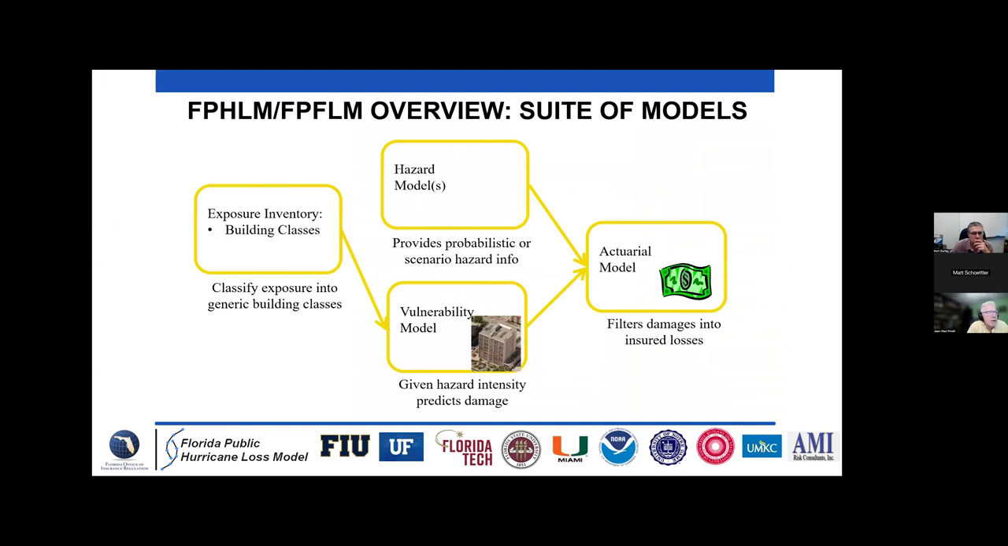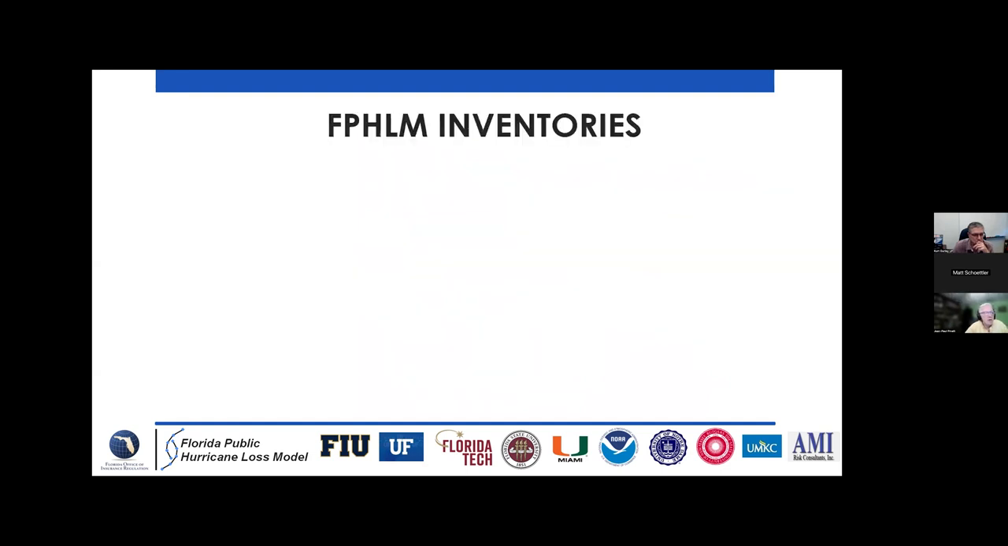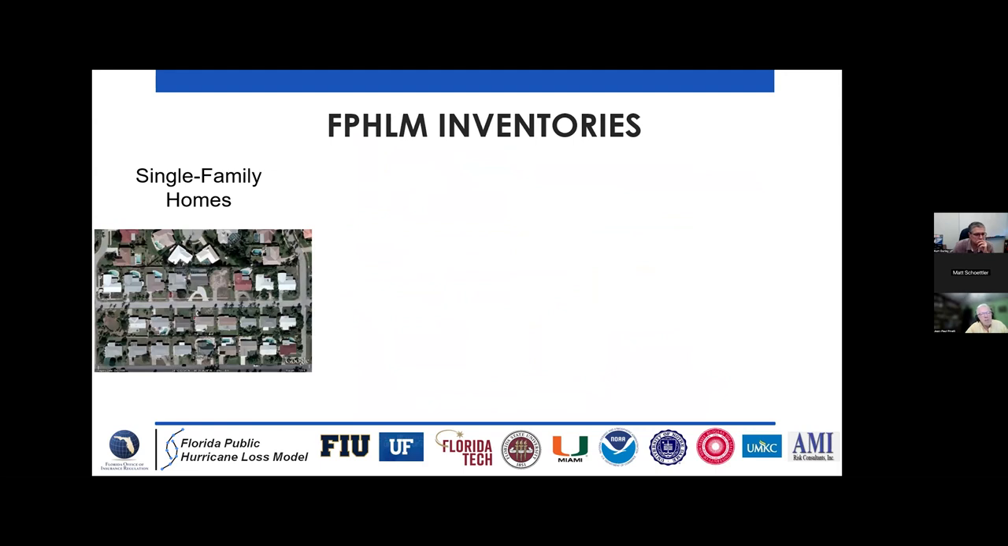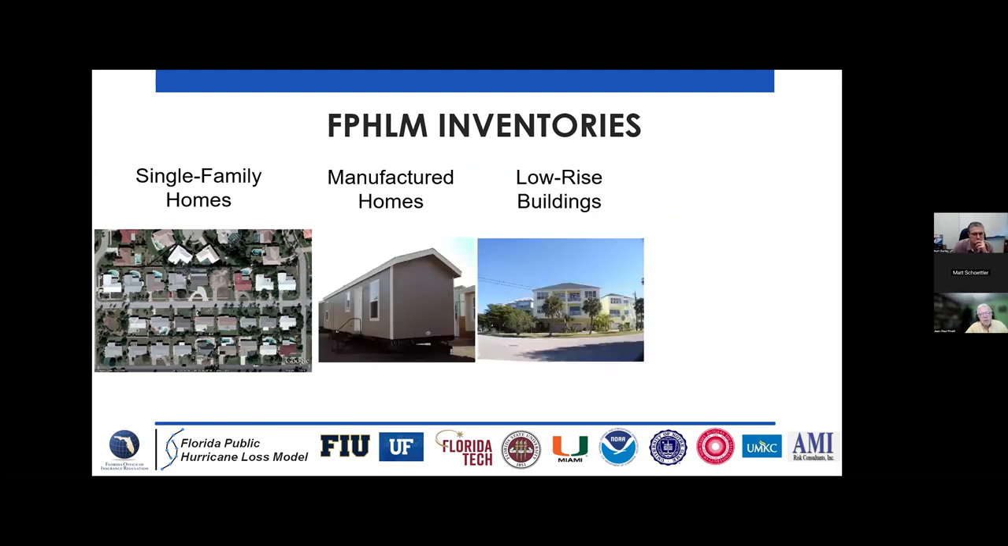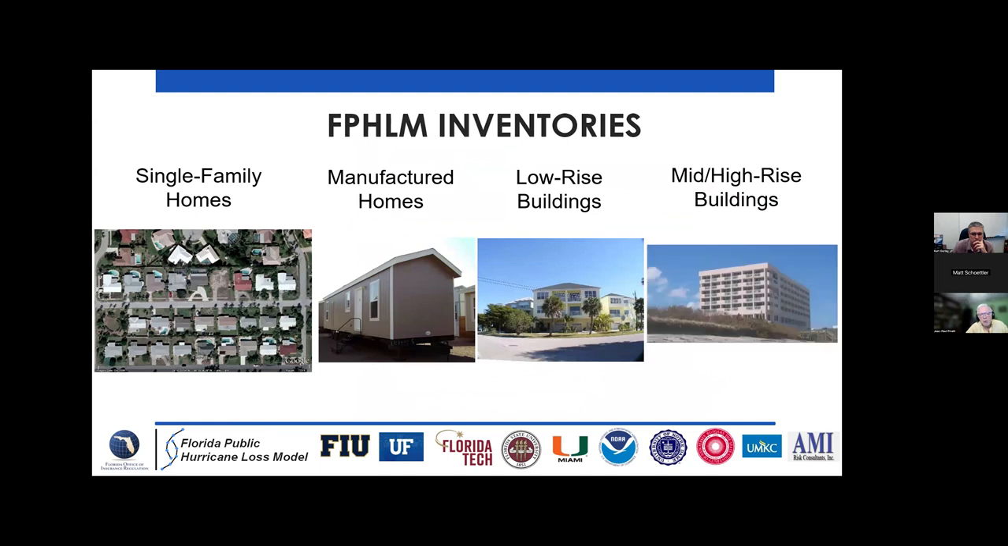Like any CAT model, the FPHLM is a suite of models where we have a model for exposure, a model for hazard, a model for vulnerability, and a model for actuarial. And Kurt and I concentrate on the exposure and vulnerability models. In terms of exposure inventories, we cover single-family homes, manufactured homes, low-rise buildings, and mid-high-rise buildings. So we have a wide spectrum of buildings that cover what we call personal and commercial residential buildings.